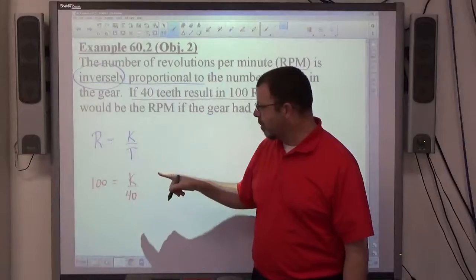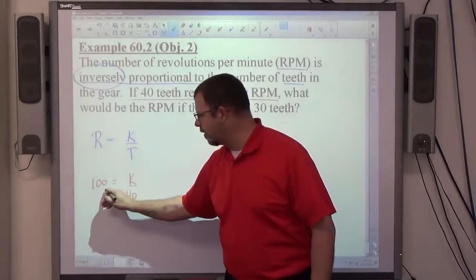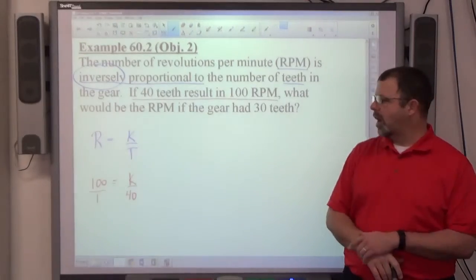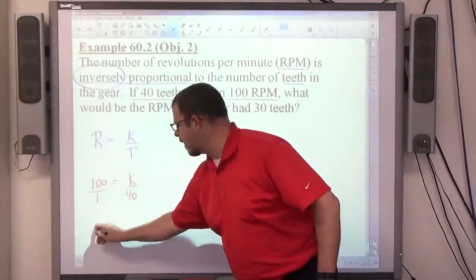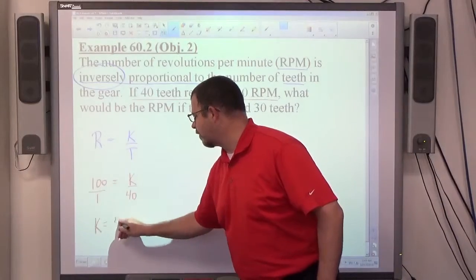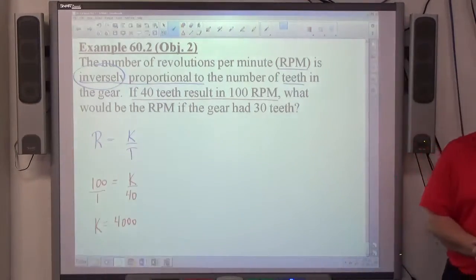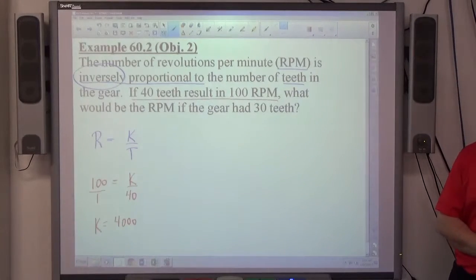Notice if you get an inversely proportional, it creates almost a proportion. If you put that over 1 now, it's a full proportion, right? So now if I cross multiply, I'm going to get 1 times K is equal to 100 times 40. And just like that, I get K is equal to 4,000. Again, K is going to be whatever it is for the specific problem you're given.